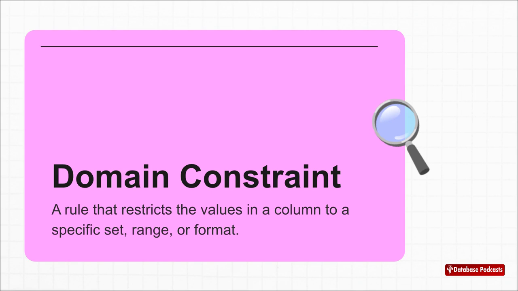It sounds technical, but it's really just the database's own internal quality check. A domain is just the complete set of all the legal values for a column. The constraint, then, is the rule that tells the database to reject anything that's not in that set.